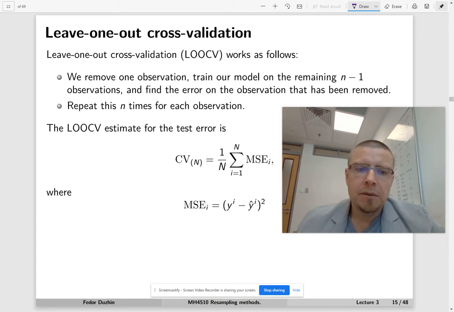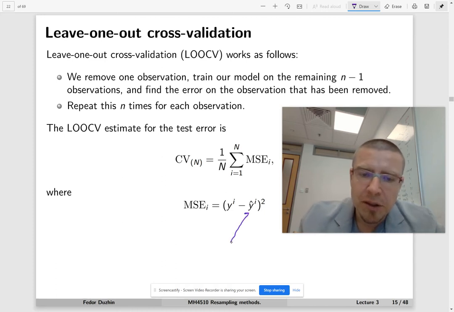So the leave-one-out error estimate for the test error is going to be just the average of these errors of every individual model. Every individual model has seen almost all the data available except for just one observation. So we are going to apply this model to the only observation that it hasn't seen, and we are going to find the average of this error.